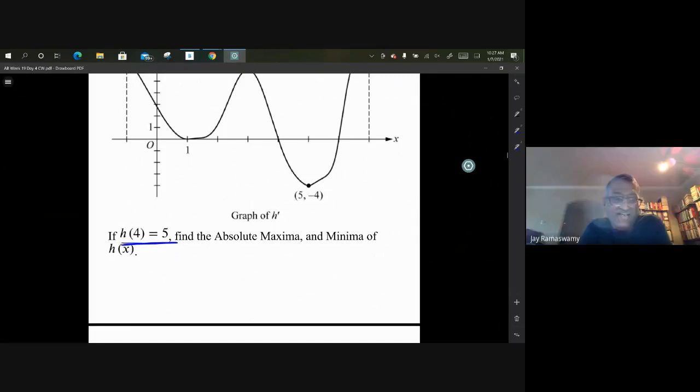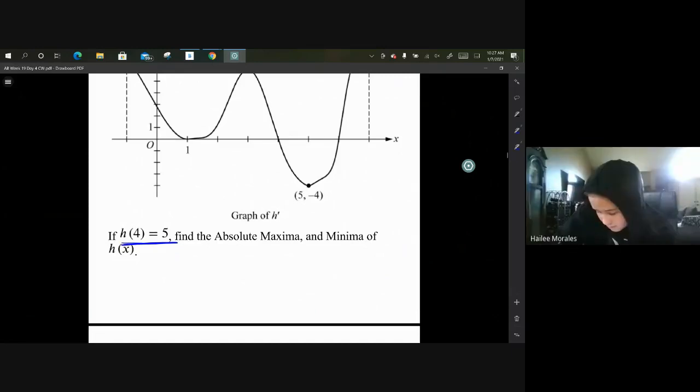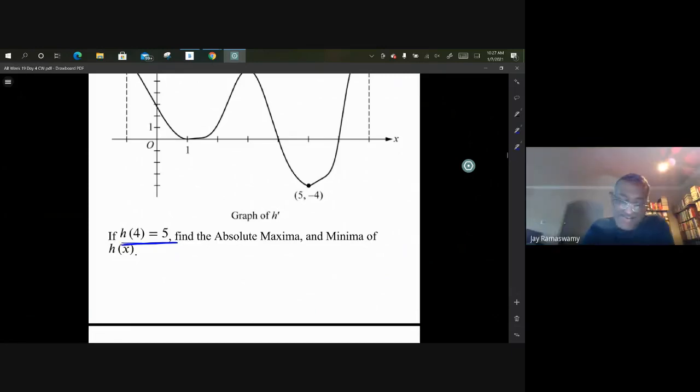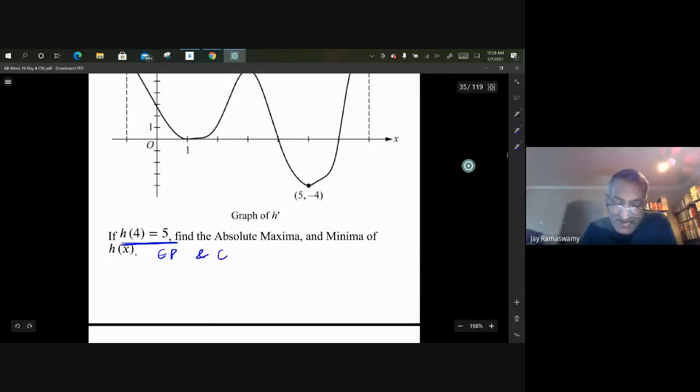Find the absolute max and absolute min. We did an example, let's just type the concept. So we should consider endpoints and critical points. So we'll find endpoints and critical points of h of x.